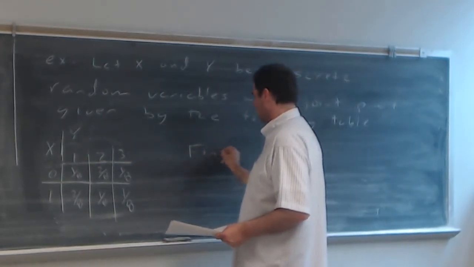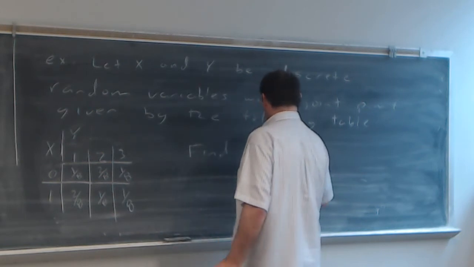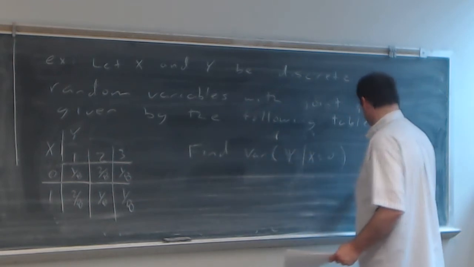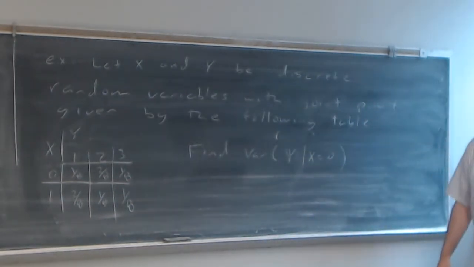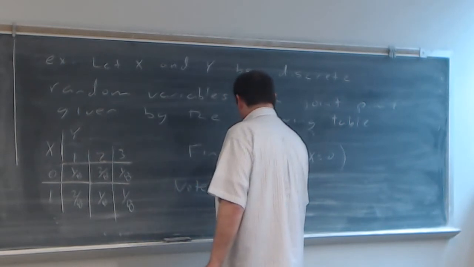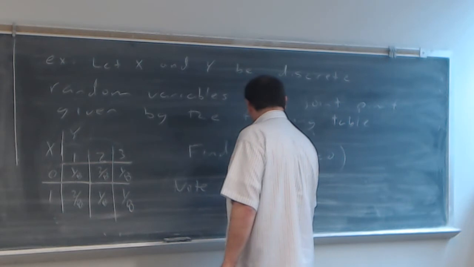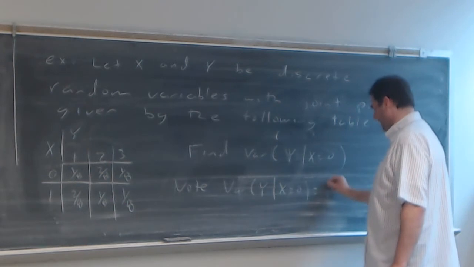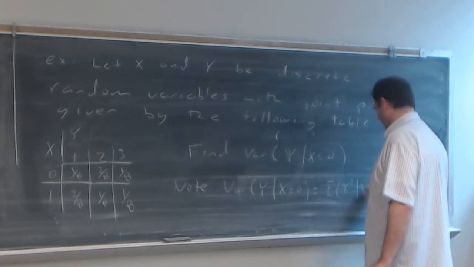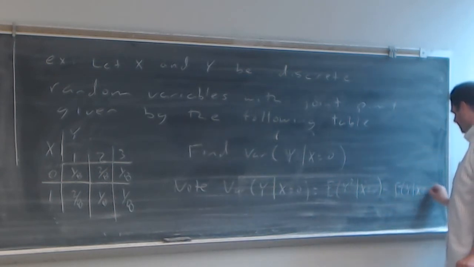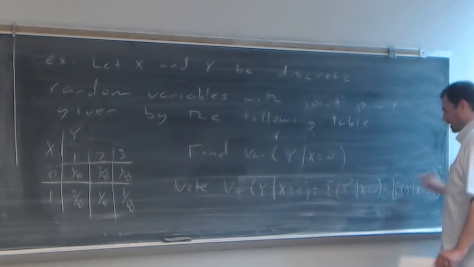So here's the directions. It says find the conditional variance of y this time when x is equal to 0. So here, just as a quick note, the variance using our formula of y given x equal to 0, that's the same thing as the expected value of y squared given x equals 0 minus the expected value of y given x equal to 0, squared. I've got to compute each one of those.